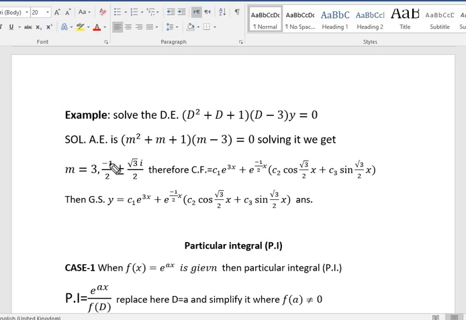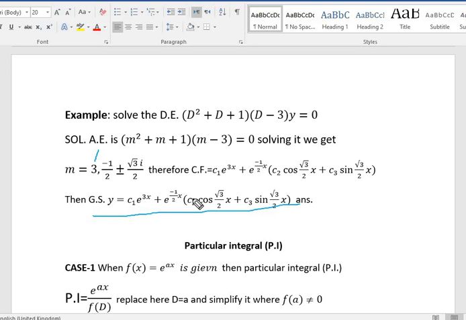And when I solve this one, it is getting minus half plus minus square root of 3 by 2 into i. Therefore, see that one root is different. Other root is alpha plus minus i beta. So the complementary function will be c1 e power 3x plus other root is in the form of complex. That means, alpha is minus half, beta is square root of 3 by 2, so that e power minus half into x, c2, because already I have taken c1, c2 cosine of square root of 3 by 2 into x plus c3 sine of square root of 3 by 2 into x. That one is the complementary function. Therefore general solution will be this.